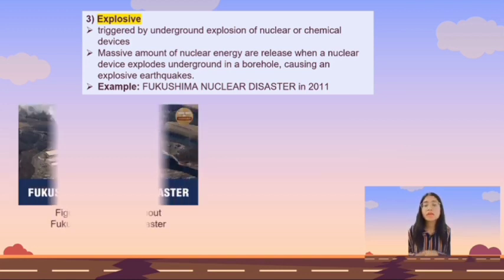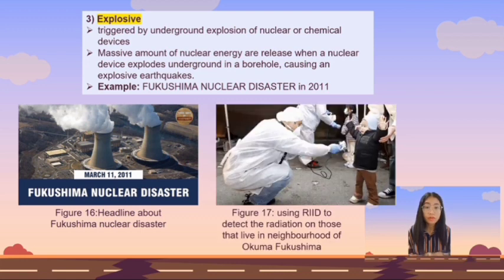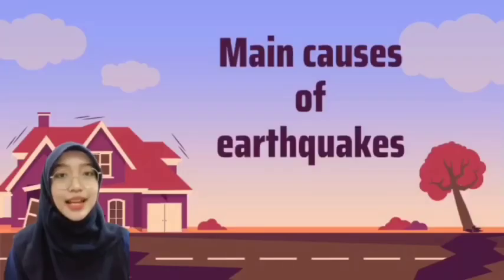One example of the explosive earthquake is the Fukushima nuclear disaster, where this accident took place at Okuma, Fukushima, Japan, in March 2011. According to the news, this accident killed almost 20,000 people, with some of them dying due to radiation exposure, some due to physical injury, and almost 10,000 people in Fukushima were evacuated.